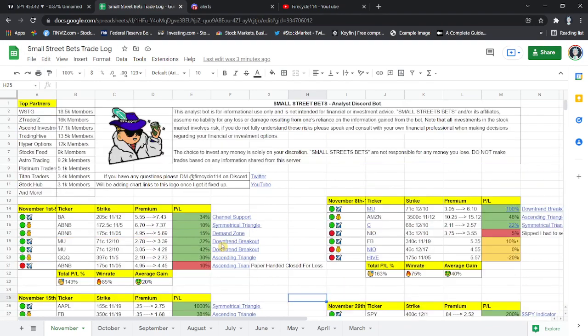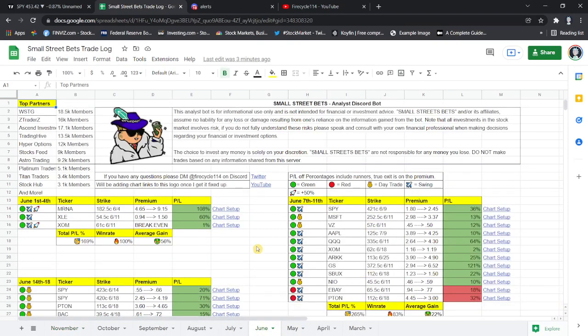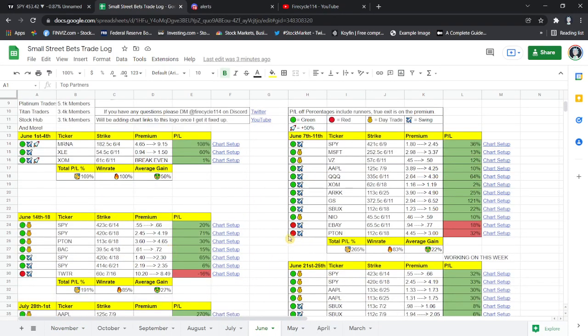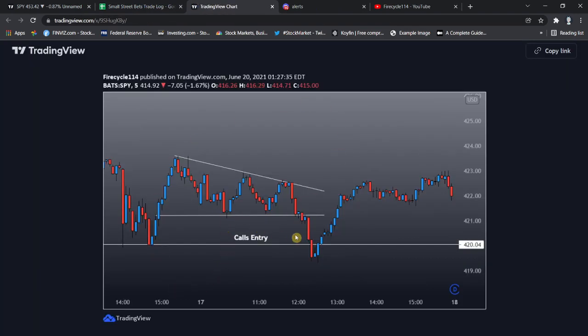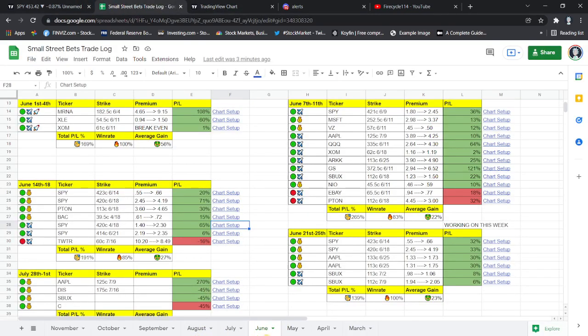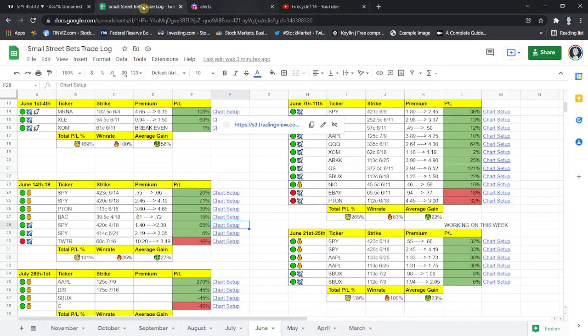I'll leave this link in the description so you guys can see the whole trade log, which is pretty cool. You can go back to June 14th and see, for example, the SPY alert. We played a descending triangle on SPY, and this was literally in July. You guys can even see my old chart colors. So let's get into this video.